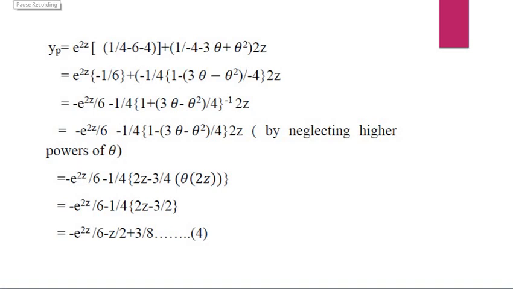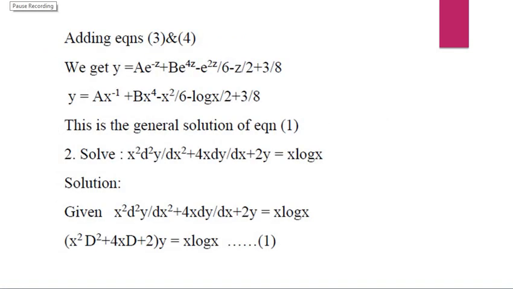Therefore what we have is minus e power 2z by 6 minus 1 by 4 into 2z minus 3 by 2, or can be written as minus e power 2z by 6 minus z by 2 plus 3 by 8. This is equation 4. Now by adding equations 3 and 4, we have y is equal to a e power minus z plus b e power 4z minus e power 2z by 6 minus z by 2 plus 3 by 2.